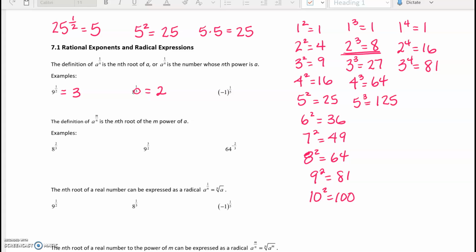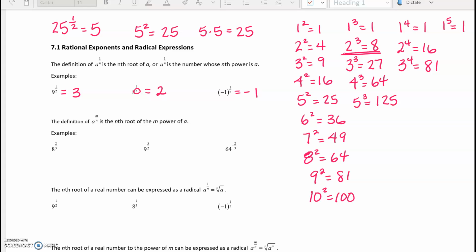When we incorporate negatives into the problem, we can add 1 to the 5th over here to be 1, because 1 to any power is going to give us 1. Negative 1 to any odd root is going to be negative 1. And we're going to learn later on that you can't take an even root of a negative. So all of our negatives will be to an odd root, 3rd root, 5th root, and so on.